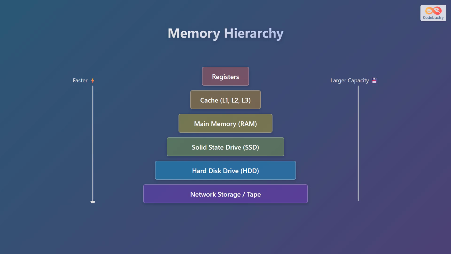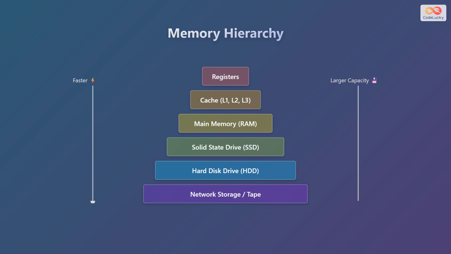The memory hierarchy is structured in multiple levels, from the fastest and most expensive to the slowest and least expensive. At the top, we have registers, which are the fastest memory components within the CPU. Next, we have the cache memory, often divided into levels like L1, L2, and L3. Below the cache is the main memory, also known as RAM. Then comes solid-state drives or SSDs, followed by hard disk drives or HDDs. Finally, at the bottom we have network storage or tape drives.